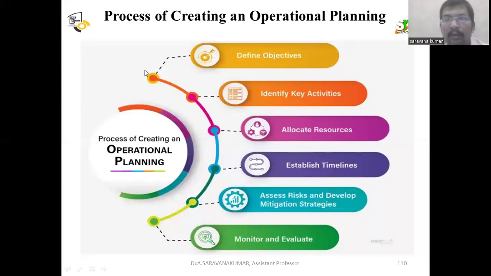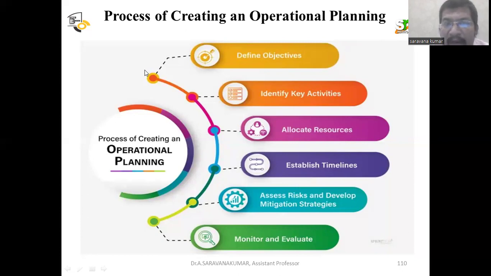Hi everyone. So today we are going to discuss the process of creating an operational plan. So there are six objectives. I mean the six related to the points we are going to discuss in that process.